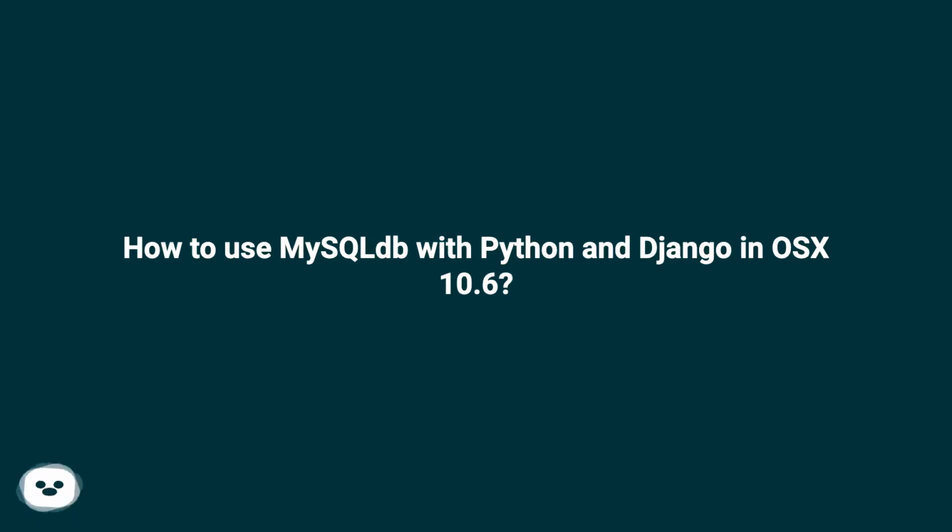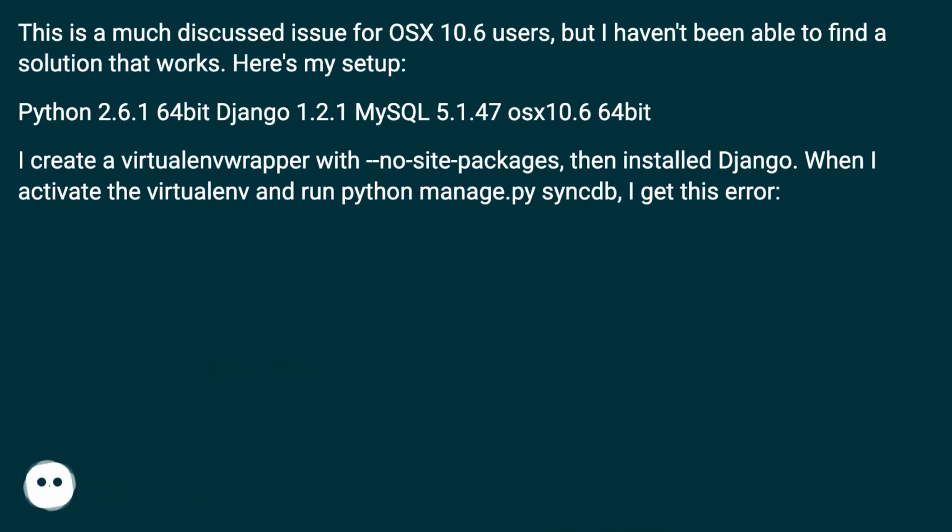How to use MySQLdb with Python and Django in OSX 10.6. This is a much discussed issue for OSX 10.6 users, but I haven't been able to find a solution that works.